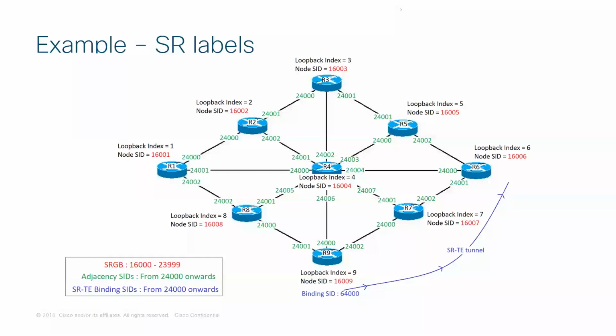It's not about which destination I want to go to. So that's the reason I don't need to assign labels to every destination prefix. I just need to have labels as per the path I want to take.